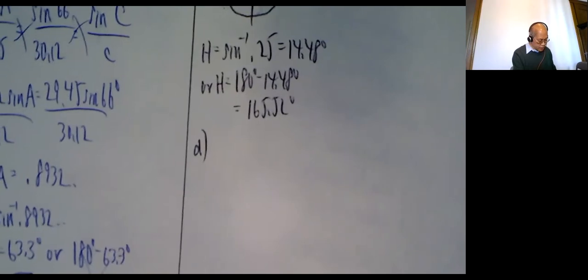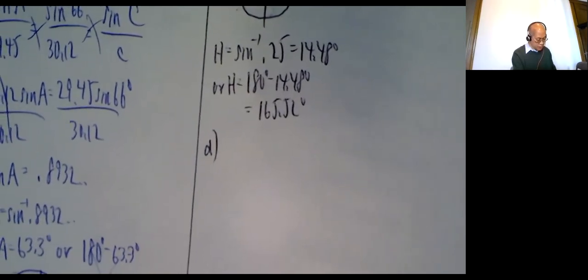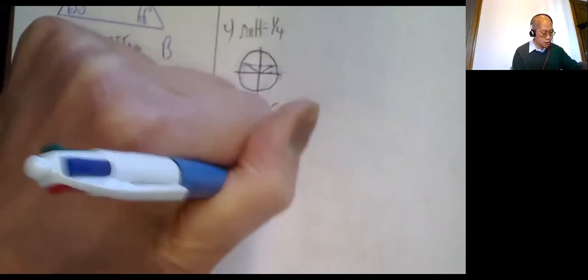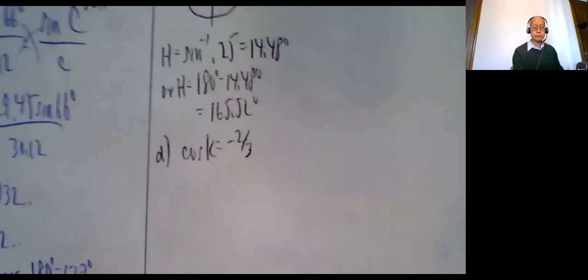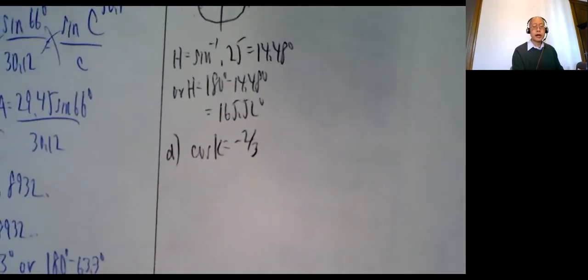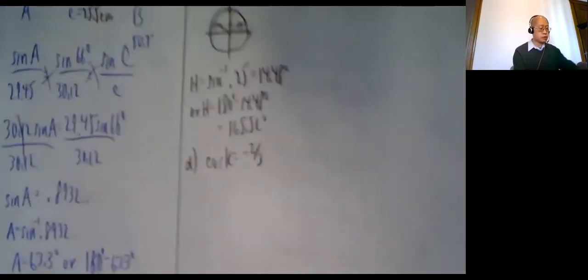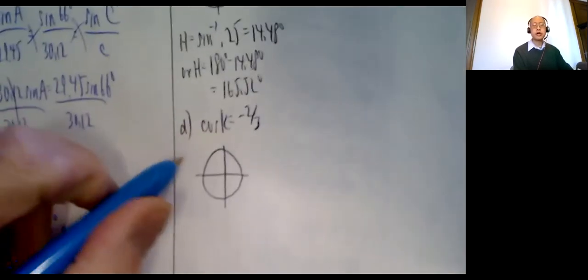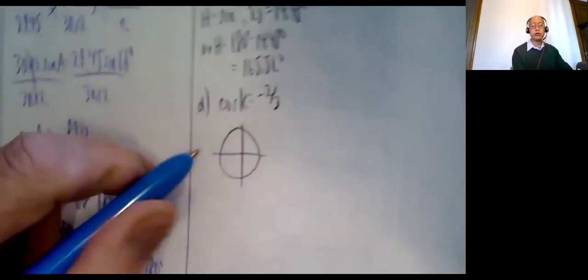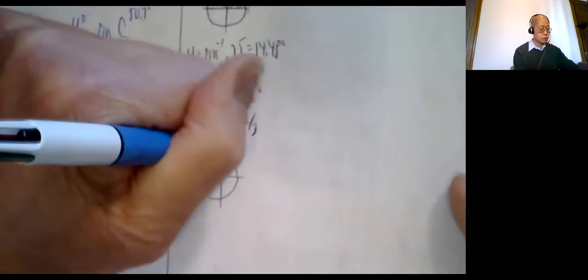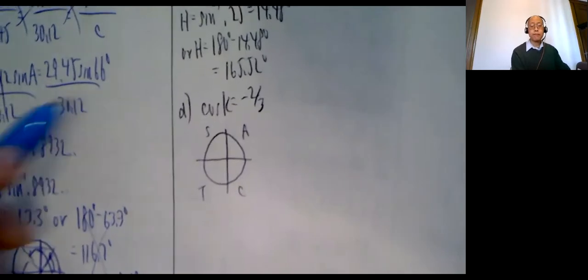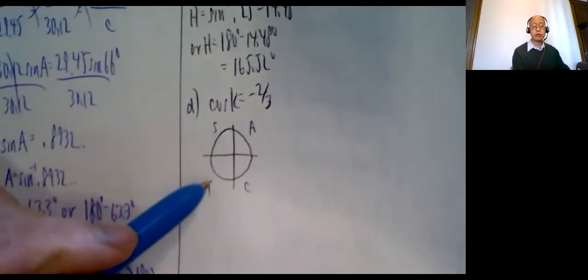Okay, and finally D. Cosine of K is negative 2/3. Once again, I don't have to worry about ambiguity for the cosine, because cosine is negative in what quadrants? All Students Take Calculus. Negative in quadrants 2 and 3.